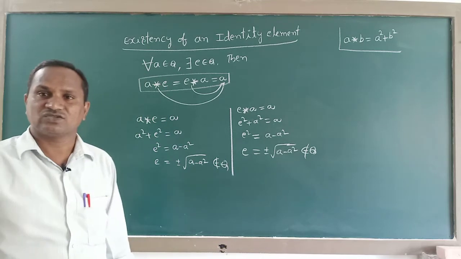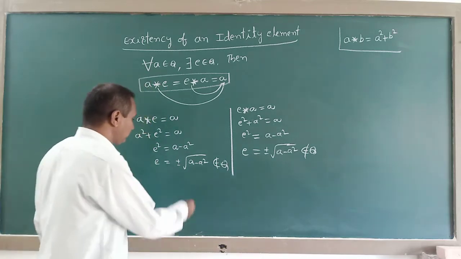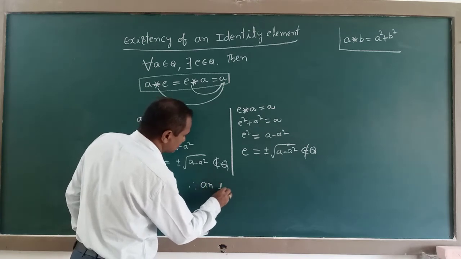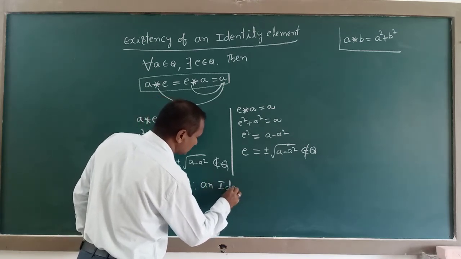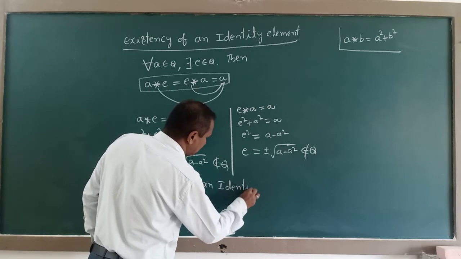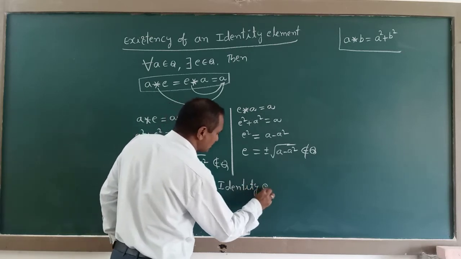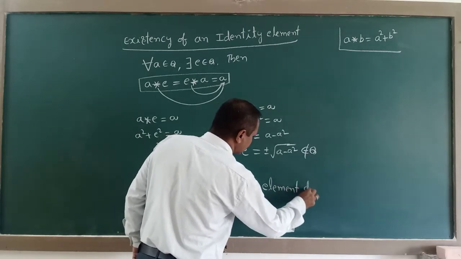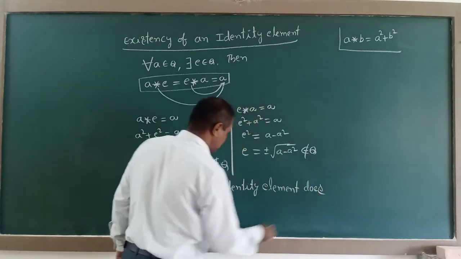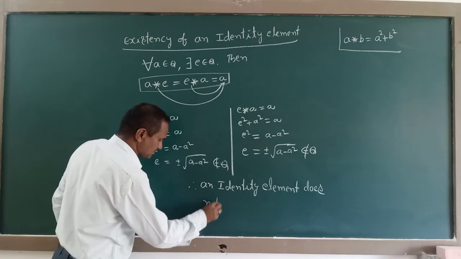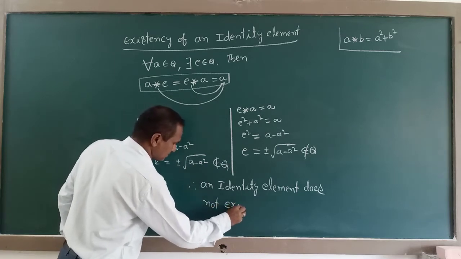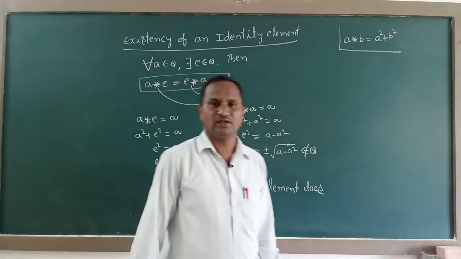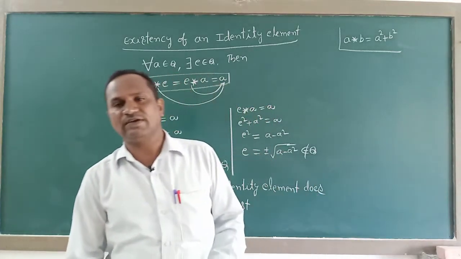You can write it directly also, no problem. Therefore an identity element does not exist.